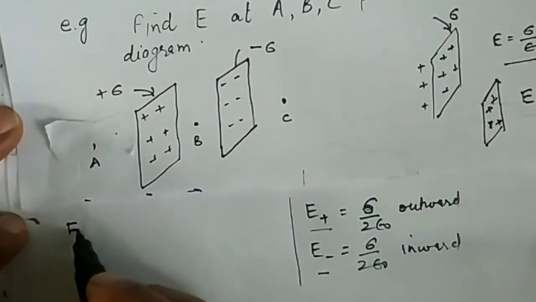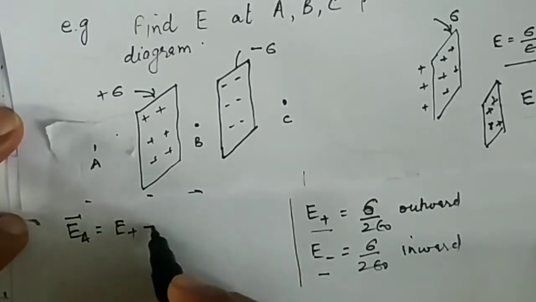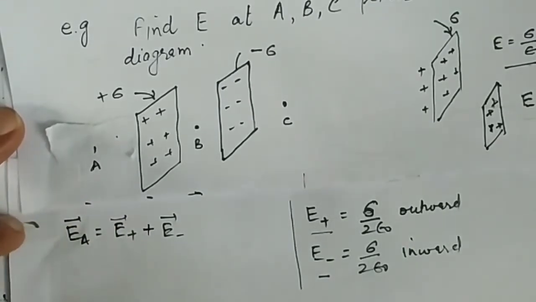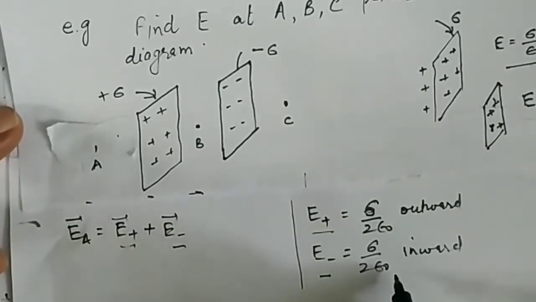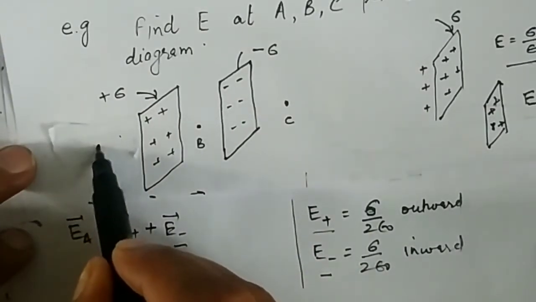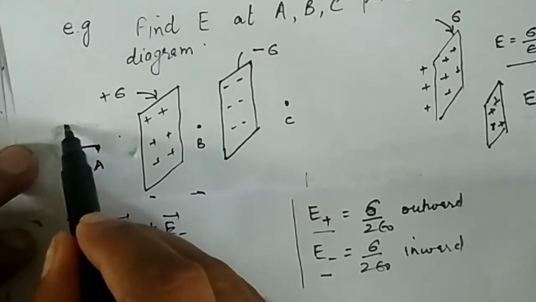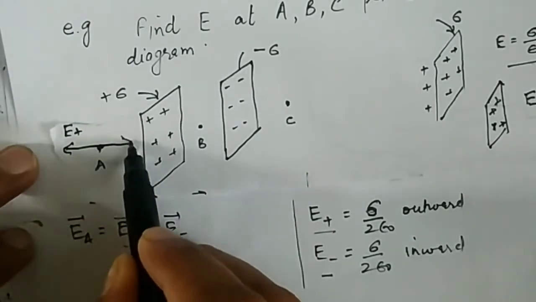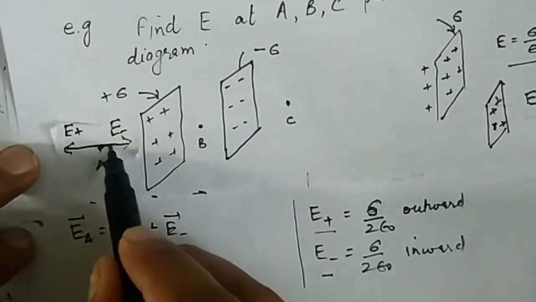The electric field at point A is the electric field due to the positive charge sheet plus the electric field due to the negative charge sheet. To solve it, let us first find the directions of E positive and E negative. The electric field due to the positive charge sheet is outward, so at point A it is along this direction. The electric field due to the negative charge sheet is inward, along this direction.